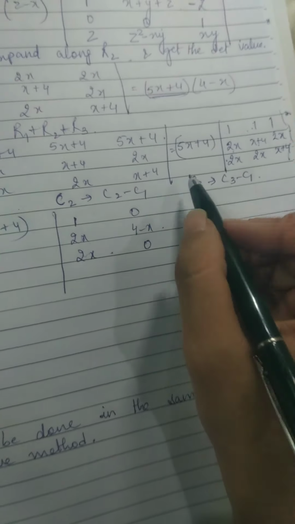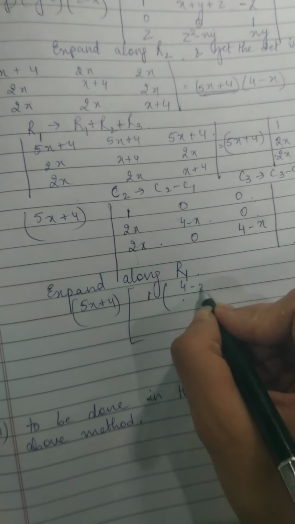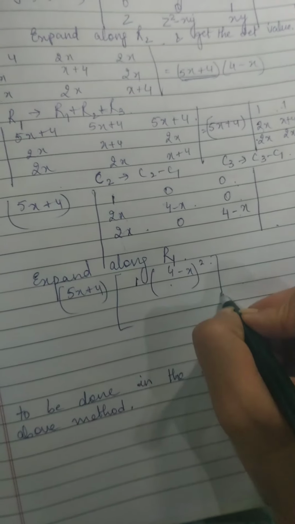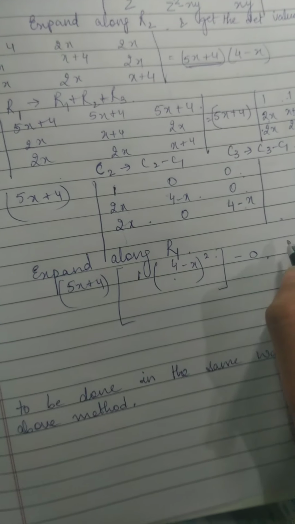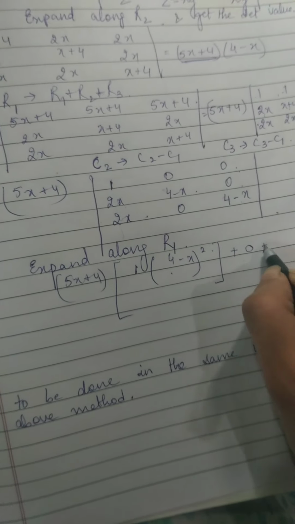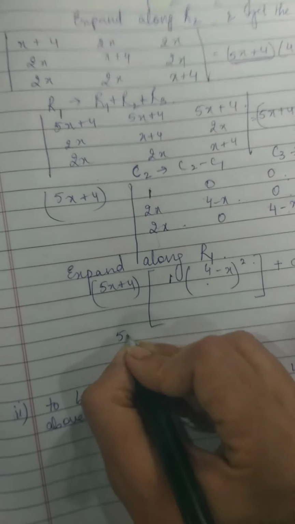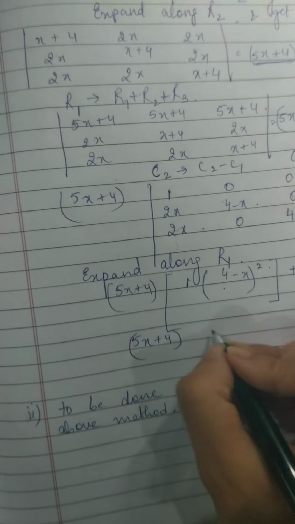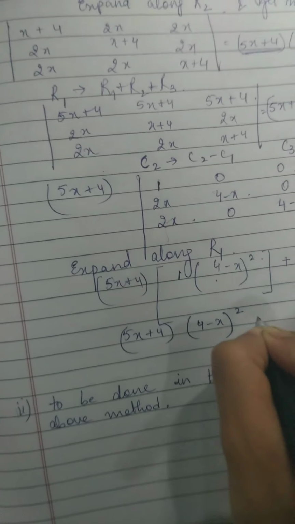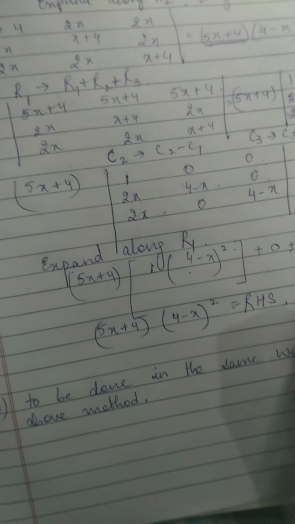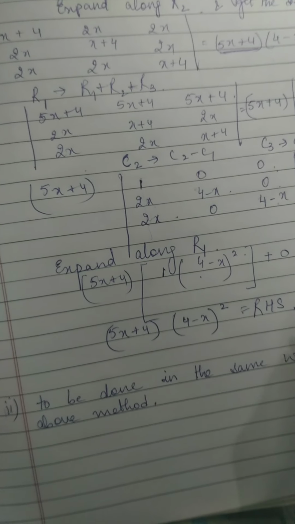So we can expand along R1. So if I expand along R1, I get 5x plus 4 as it is. My first element 1, which is positive. Eliminate this. What do you get? 4 minus x whole square minus 0. So this is 5x plus 4 into 4 minus x square, which is our RHS. I hope it's clear to you, students.